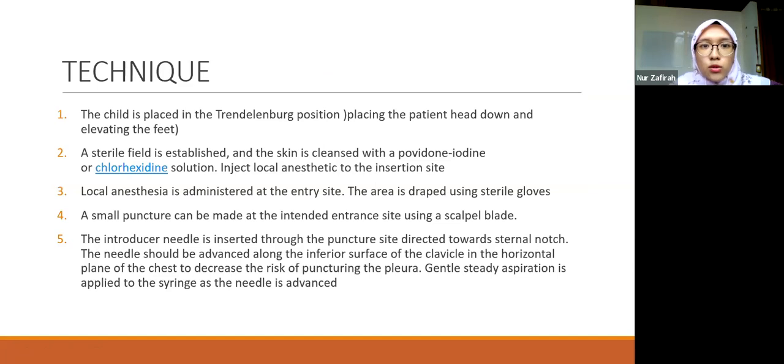And then the technique. First of all, we need to place the chair in the triangle lumbar position, whereby we are placing the head of the patient lower compared to the feet. So I will share the technique.